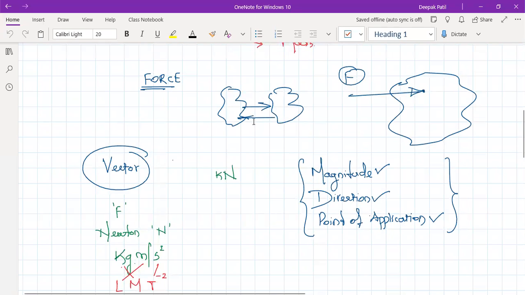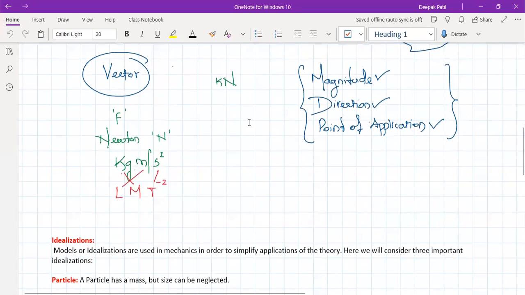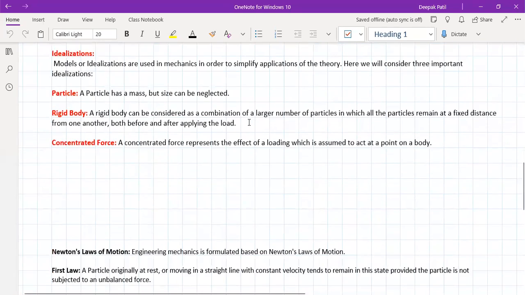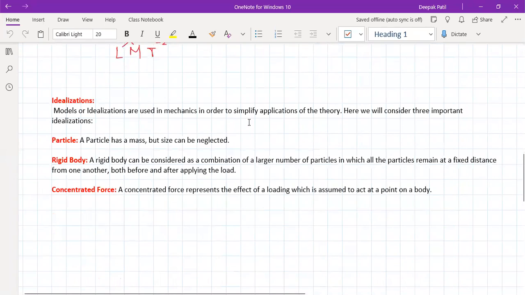This was just a glance at what we have learned in our previous class. And I told you what our next topic will be: idealizations. Models or idealizations are used in mechanics in order to simplify the application of the theory. If you don't make any assumptions or simplifications before applying any theory in the practical field, it becomes very tedious. So we need to make some idealizations or assumptions, or I can call them models, to apply the theory in practice.